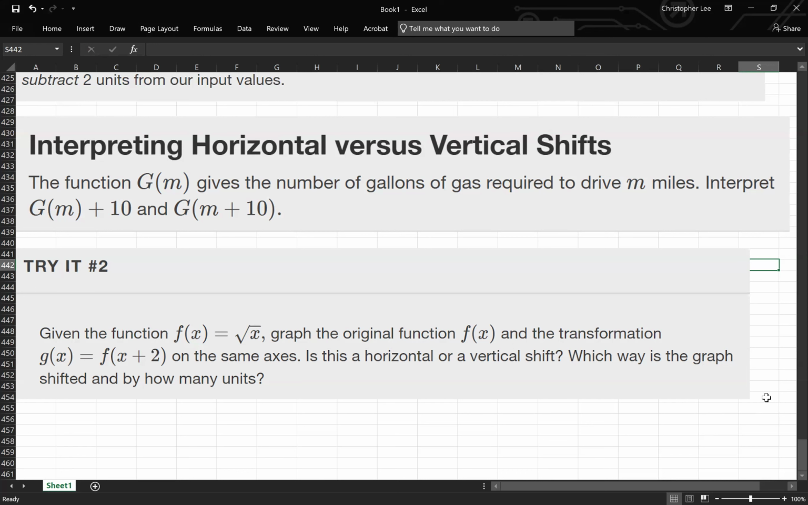What is it? Horizontal. Why? It's affecting the x, the input. It's affecting the input. All right. Is it going to be shifted to the left or to the right? Left. To the left. All right.